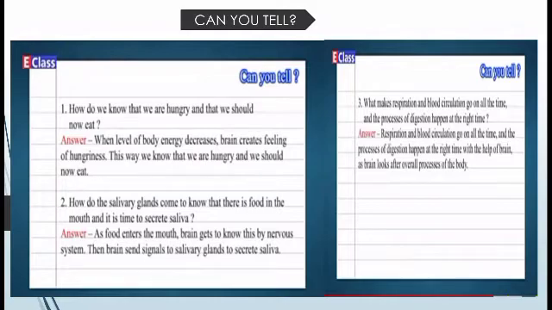The next question is, what makes respiration and blood circulation go on all the time and the process of digestion happen at the right time? Again, the brain is giving orders to the different parts of the body. Accordingly, respiration and blood circulation take place. That means the brain gives orders for respiration as well as for the circulation of blood in different parts of the body.